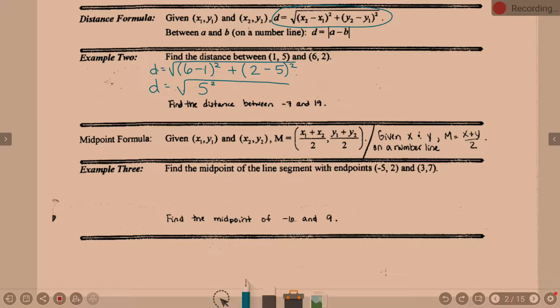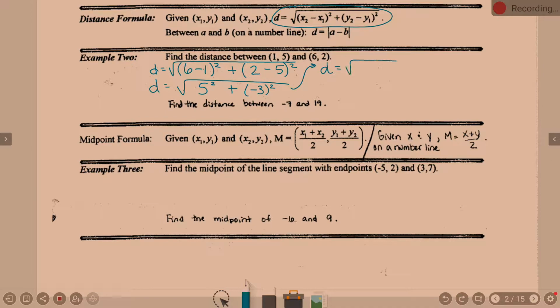6 minus 1 is 5. So we're going to have 5 squared. 2 minus 5 is negative 3. So I'm going to have negative 3 squared. So I have the square root of 5 squared plus negative 3 squared.